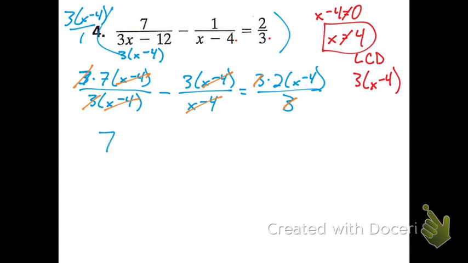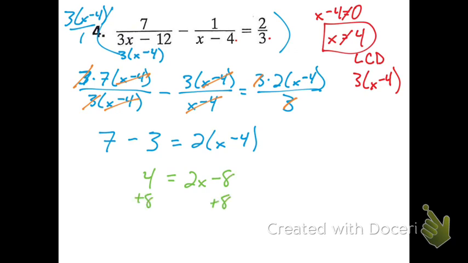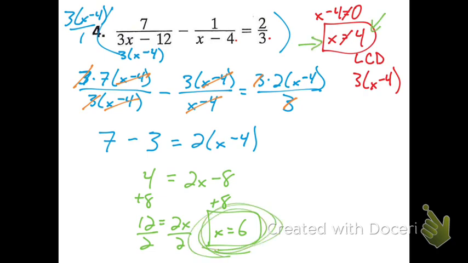Now this would be 7 minus 3. Something about that seems weird, but all right. And that's equal to 2 parentheses x minus 4. Yeah, I suppose the x went away on the left side, so that's perfectly fine. So now we have 4 is equal to 2x minus 8. I'm going to go ahead and add 8 to both sides. I have 12 is equal to 2x. And then divide both sides by 2, I get x is equal to 6. Did that conflict with my restricted value here? No, it doesn't. So 6 is my solution.